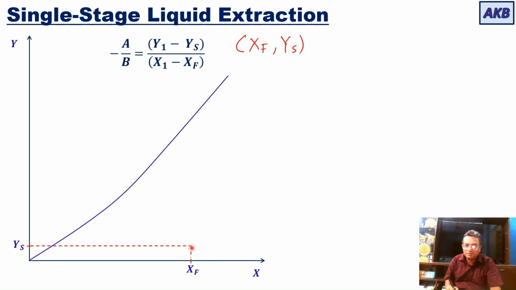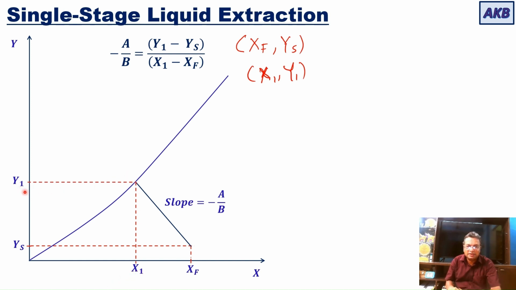Now it is confirmed that the operating line will start at this point, but it will be a line of negative slope, because the slope of the operating line is minus A upon B. So the operating line will look like this, with a slope of minus A upon B. When you extend it to the equilibrium curve, you get this point. This is the other end point, which has the coordinates capital X1, capital Y1. So this end point will give us capital X1 and capital Y1.